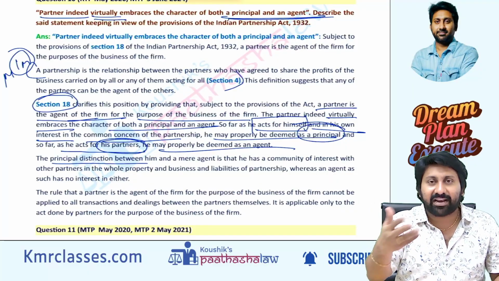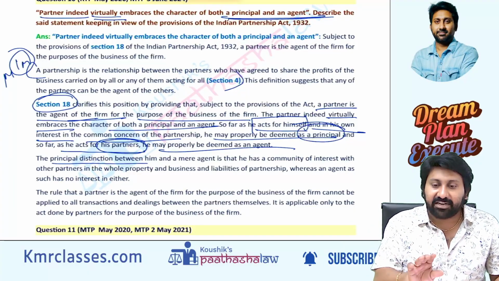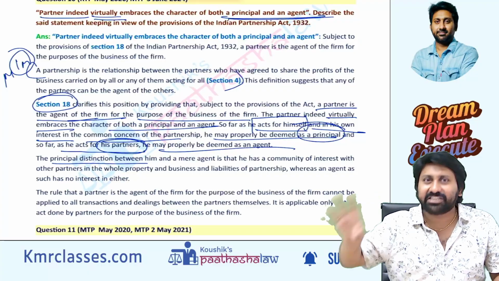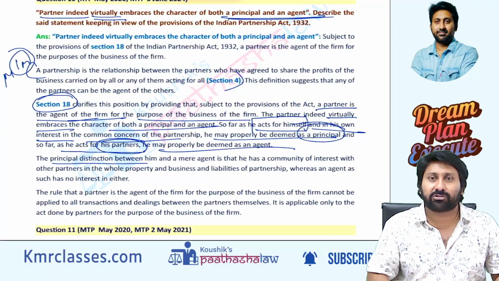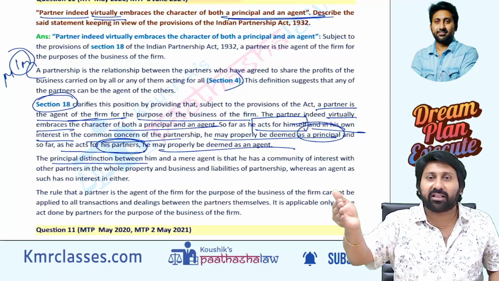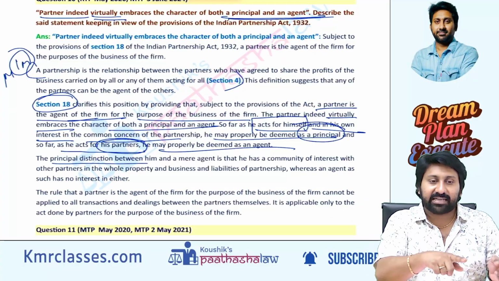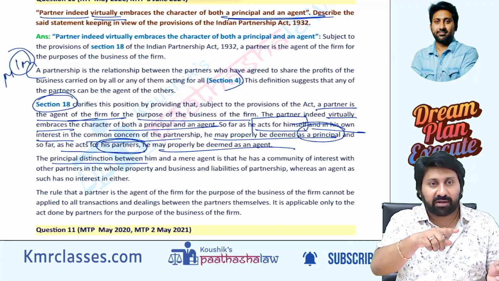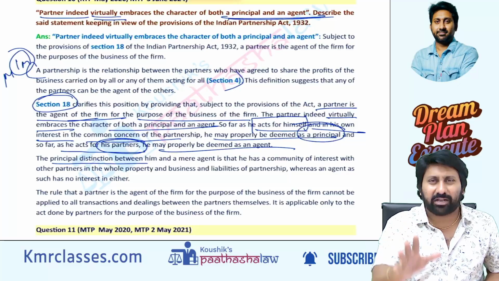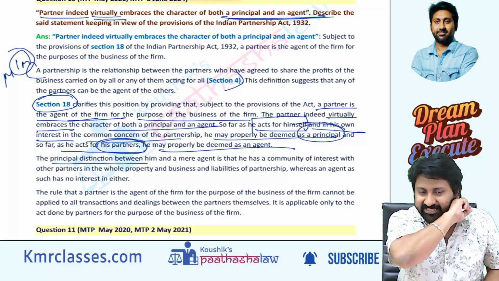The principal distinction: normally, in a general contract of agency, the agent will work for the principal. Profit or loss, he is least bothered. He doesn't have any interest. Every month I will get a fixed salary, and if I sell the goods, I will get some extra commission. That's all. I will get that salary even if I join elsewhere, and that commission even if I am agent to some other person. So he is least bothered whether the owner is successful or unsuccessful, hit or flop.